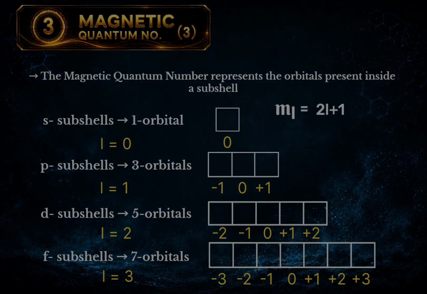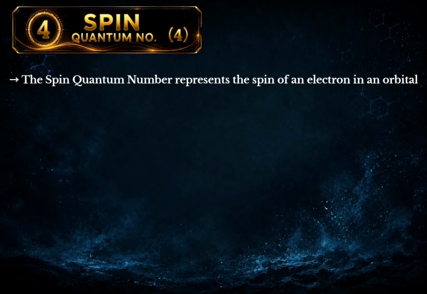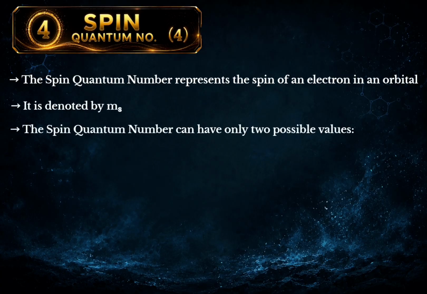Let's understand that next. The spin quantum number represents the spin of an electron in an orbital. It is denoted by m sub s. The spin quantum number can have only 2 possible values, plus 1/2 and minus 1/2. Now, what do these 2 values mean? Every orbital can hold a maximum of 2 electrons.